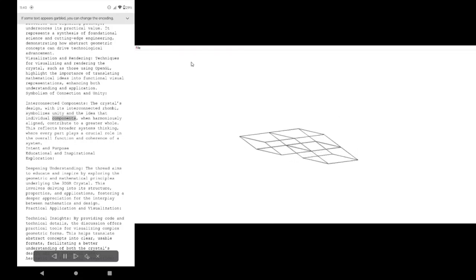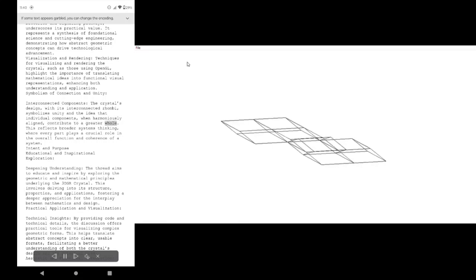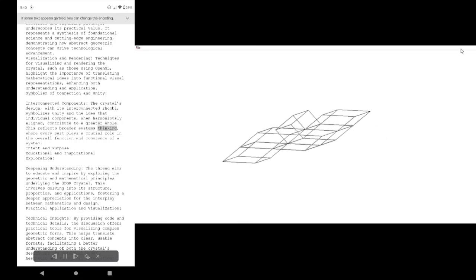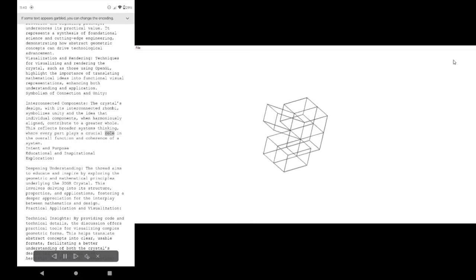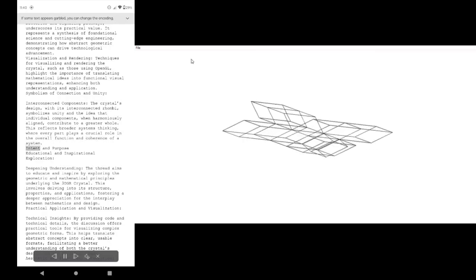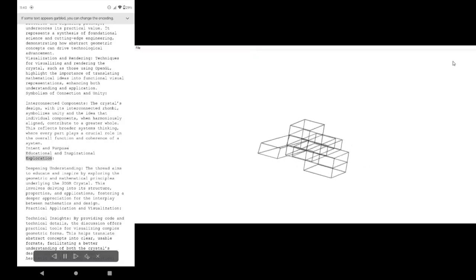Symbolism of connection and unity. Interconnected components. The crystal's design, with its interconnected rhombi, symbolizes unity and the idea that individual components, when harmoniously aligned, contribute to a greater whole. This reflects broader systems thinking, where every part plays a crucial role in the overall function and coherence of a system. Intent and purpose. Educational and inspirational exploration.